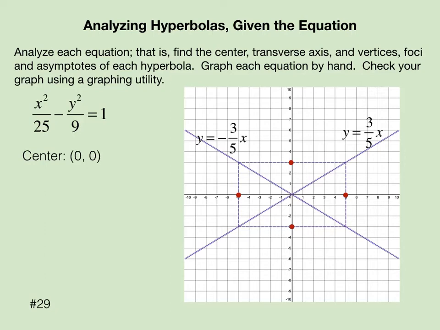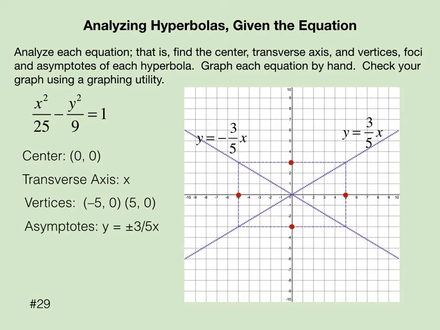The center of my curve is (0, 0). The transverse axis, remember, is x. My vertices, again, are (5, 0) and (-5, 0). My asymptotes are, again, plus or minus 3/5 x. And what I would like to do is to figure out what are my foci.